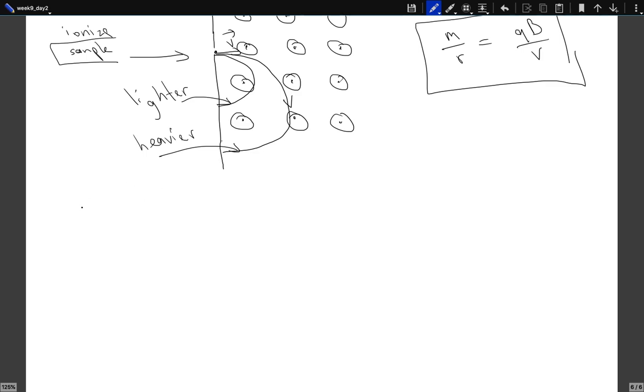And now let's go to another application, still another one. The idea is basically the same. If you have charges moving in a magnetic field, they bend. All of these are based on exactly the same idea.